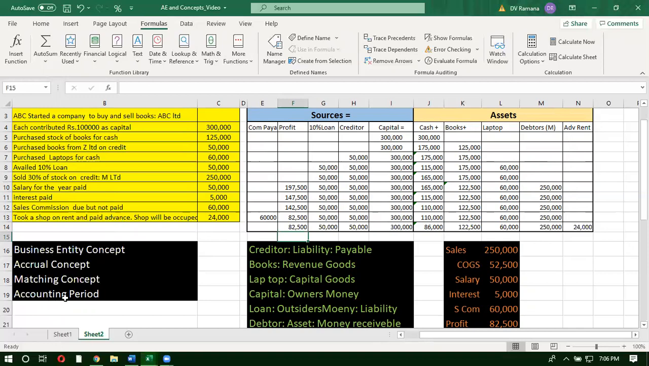But you may ask, why did we show it? Because of the accrual concept. The moment I pay money, I have to show it. The moment I create a liability, I have to show it. The transactions should be recorded at the time of happening of an event. So no change in the commission payable. Now let us see the total of sources.